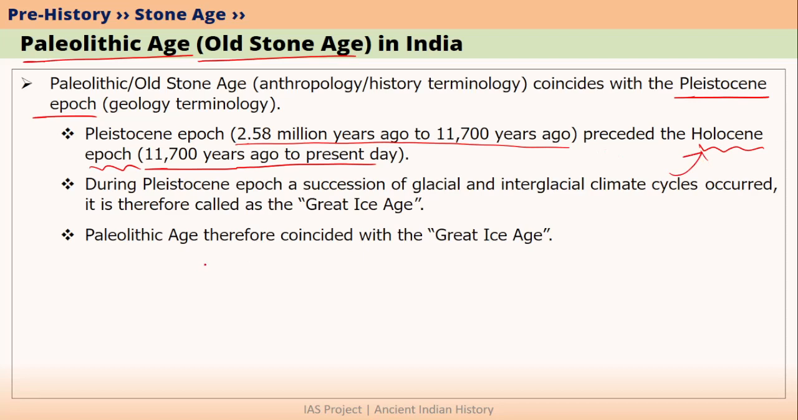If we talk about climate during Paleolithic age, we can say it is the climate during Pleistocene epoch. And during Pleistocene epoch, many ice ages existed. That is why Pleistocene epoch is also called the Great Ice Age. Therefore, we can say that Paleolithic age, which coincided with Pleistocene epoch, is simply nothing but the Great Ice Age.